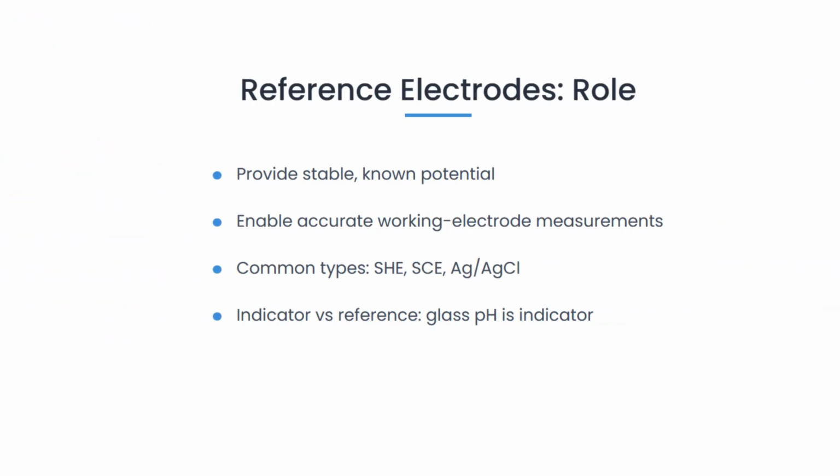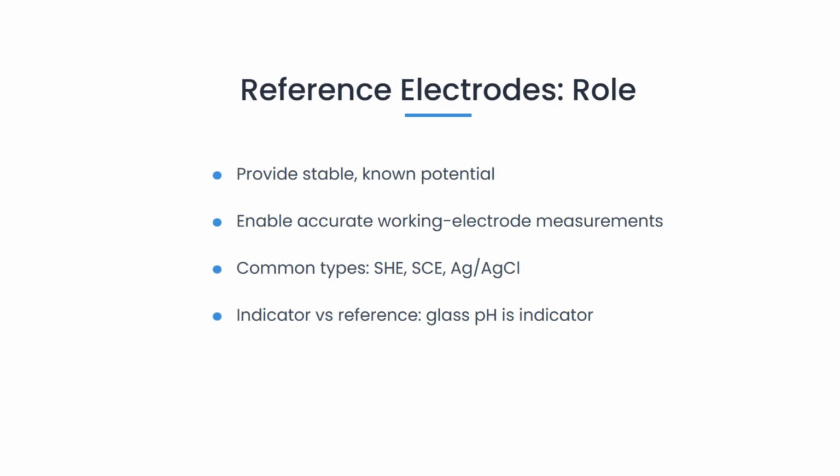Coming up, we'll discuss reference electrodes and their role. Reference electrodes provide a stable, known potential against which we can measure the potential of another electrode called the working electrode. This enables accurate and reproducible measurements.